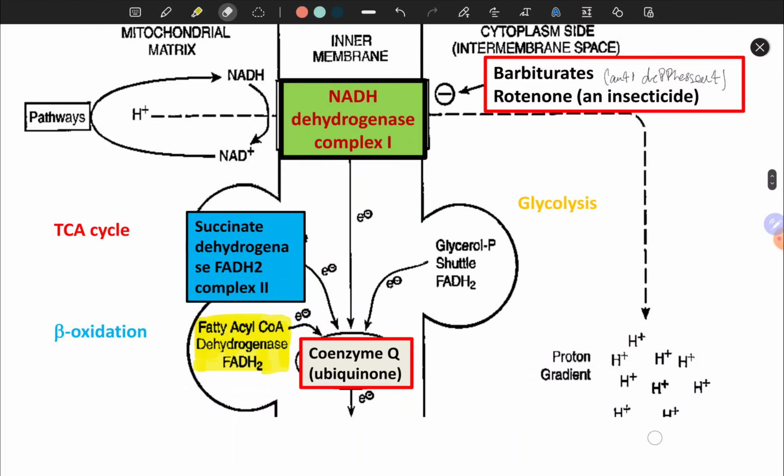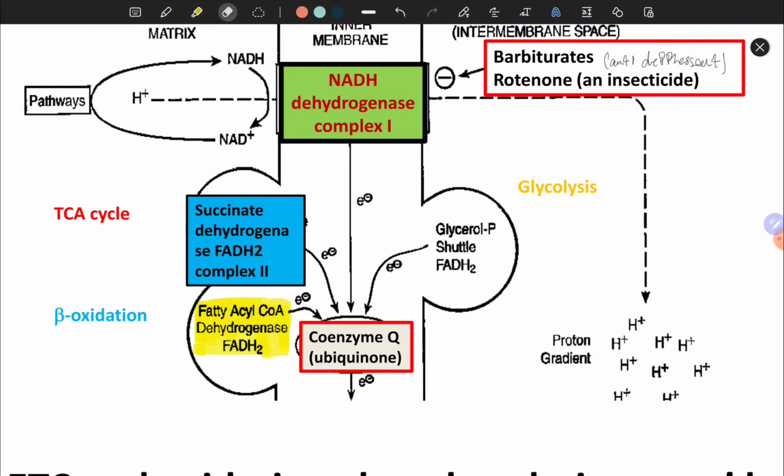Now these protons want to come back to the mitochondrial side in order to balance the equilibrium.